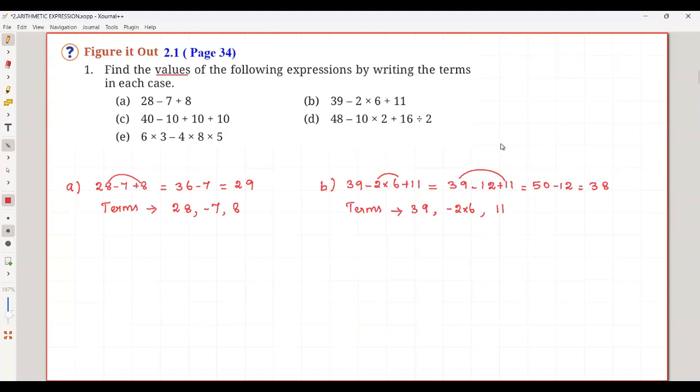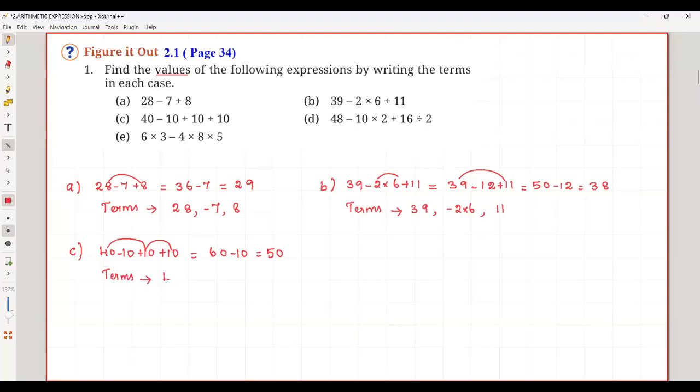Now, C1. 40 minus 10 plus 10 plus 10. First, I can add all the positive numbers. 40 plus 10 is 50. 50 plus 10 is 60. 60 minus 10, I will be getting 50. 50 is the answer. Now I have to check the terms in this expression.